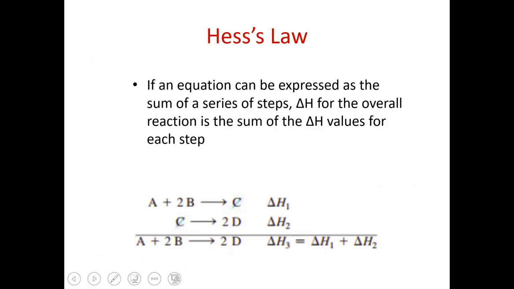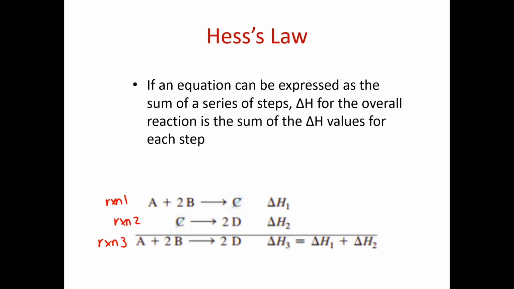All right, so that was it for heats of formation. Now let's talk about Hess's law. So again, Hess's law, there's no equation here, it's just a concept. The idea that if an equation can be expressed as the sum of a series of steps, the delta H for the overall reaction is the sum of the delta H values for each step. So if you look at this example, let's name these: reaction 1, reaction 2, reaction 3. So notice how you can think of reaction 3 as being the sum of reactions 1 and 2. And if that's true, then the delta H for reaction 3 will be the sum of the delta H's of reactions 1 and 2.